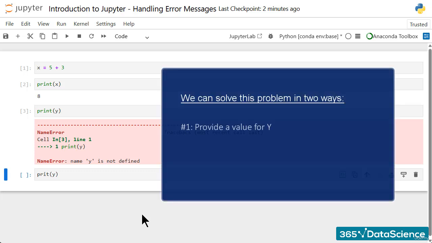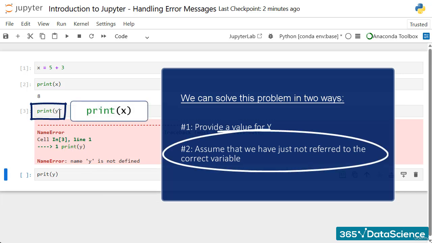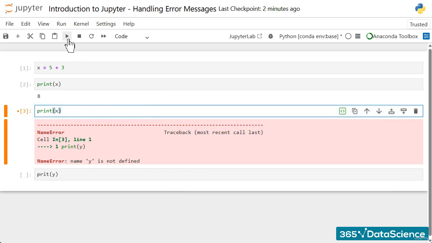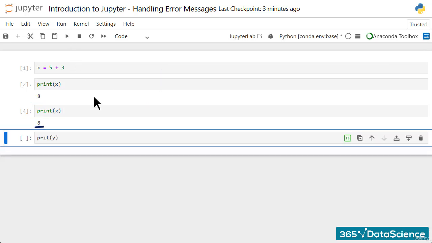Then, as programmers, we realize we can solve this particular problem in two ways. One would be to provide a value for y. The other is to assume that we have just not referred to the correct variable. Therefore, we can substitute y with x and execute the cell again to obtain a satisfactory output. Great! It doesn't sound hard at all, right?